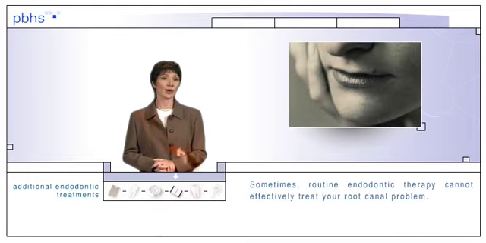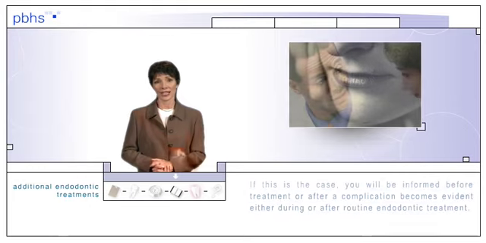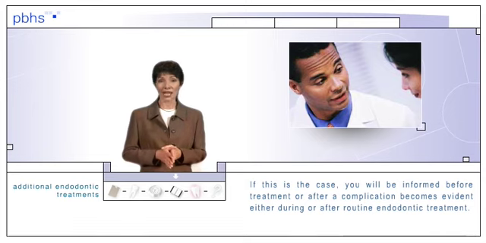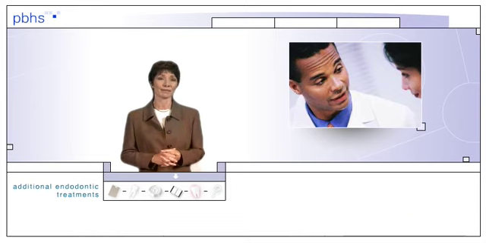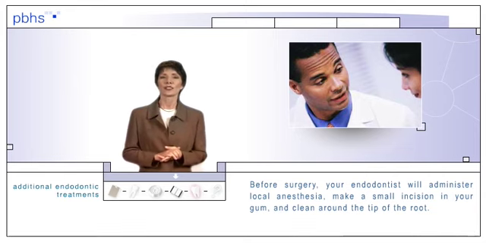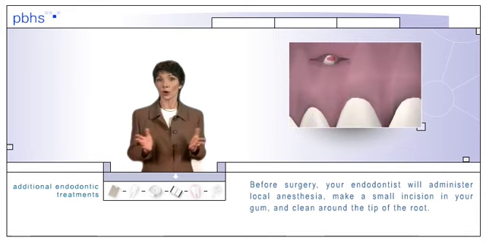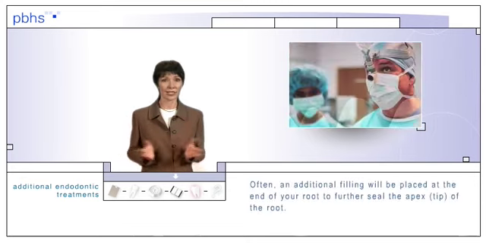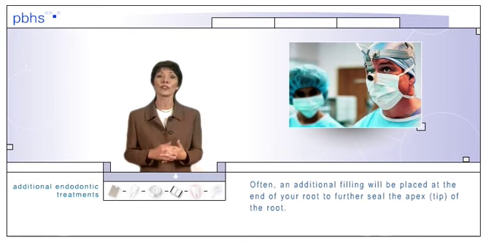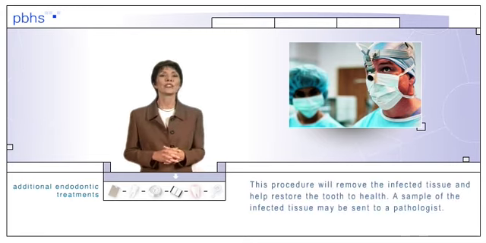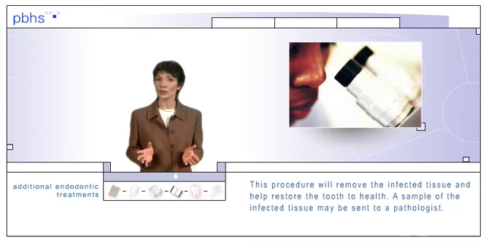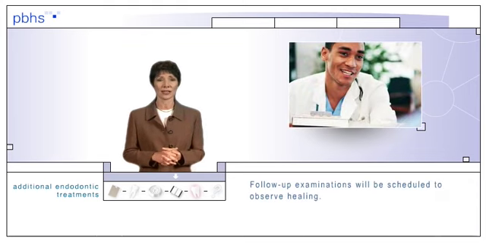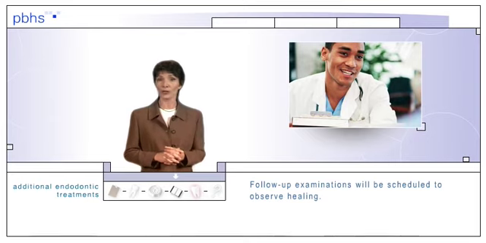Sometimes routine endodontic therapy cannot effectively treat your root canal problem. If this is the case, you will be informed either before treatment or after a complication becomes evident during or after routine endodontic treatment. Before surgery, your endodontist will administer local anesthesia as with a normal filling, make a small incision in your gum and clean around the tip of the root. Often, an additional filling will be placed at the end of your root to further seal the apex or tip of the root. This procedure will remove the infected tissue and help restore the tooth to health. A sample of the infected tissue may be sent to a pathologist for examination. Follow-up examinations will be scheduled to observe healing.